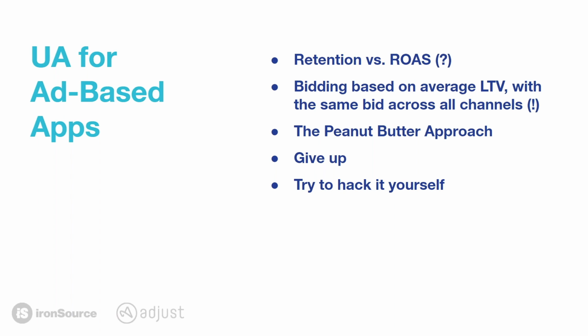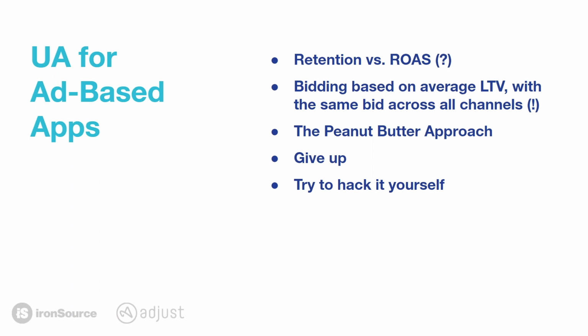It comes to the point where people have to optimize acquiring users based on retention, assuming that a certain retention curve will generate a certain amount of revenue. ROAS optimization was not really possible for ad-based apps. So what people were basically doing is bidding based on average LTV. So assuming a certain LTV in certain markets, and basically bidding the same CPIs across all channels per market, which is crazy when you think of it.